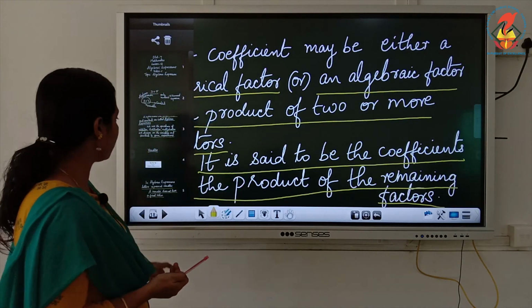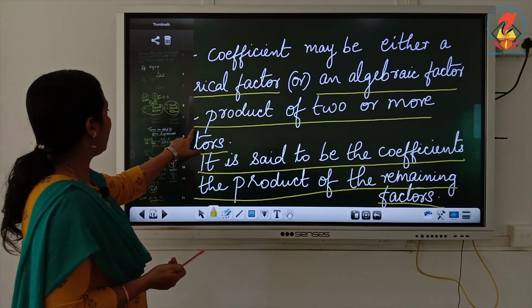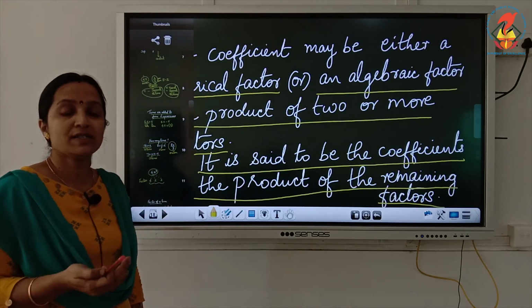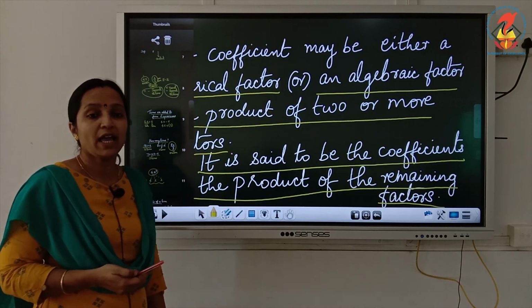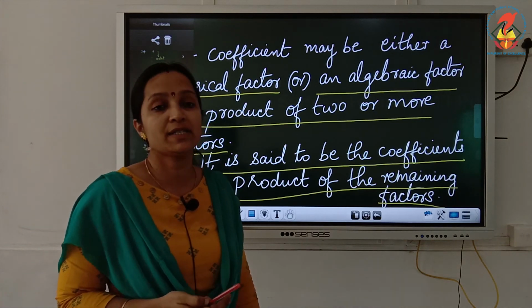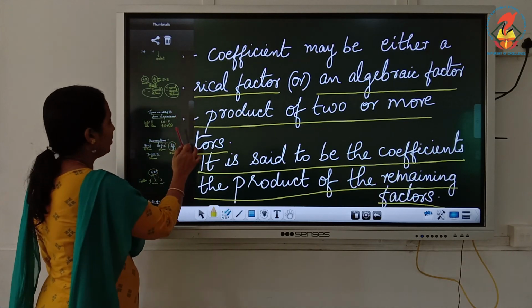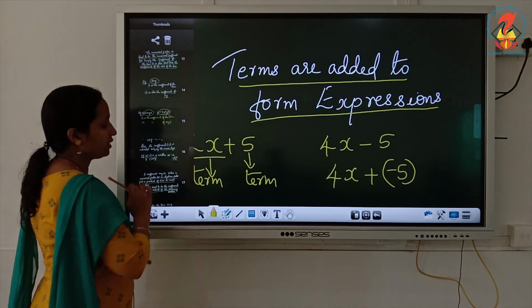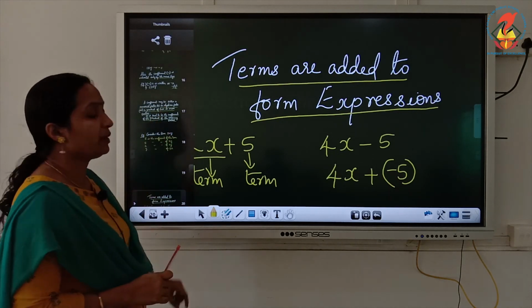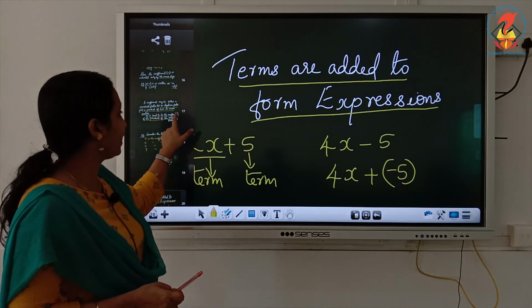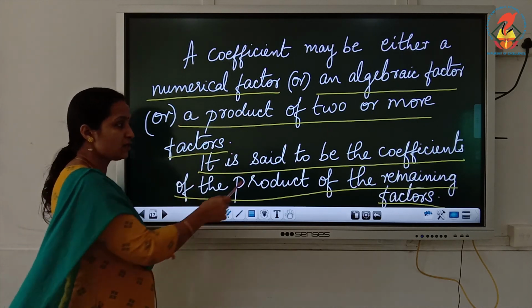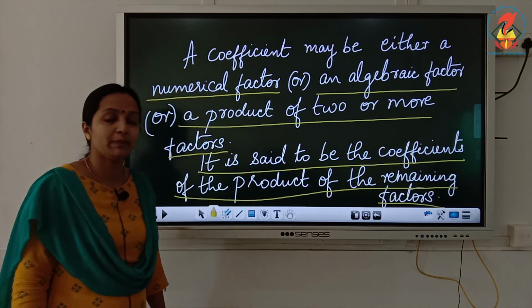And which is the next thing we studied? Terms. The parts of an expression we call terms, and we know that terms are added to form an expression. We also studied that a term is a product of its factors. And what about coefficient? A coefficient is either a numerical factor or an algebraic factor, or a product of two or more factors, and it is also said to be the coefficient of the product of the remaining factors.